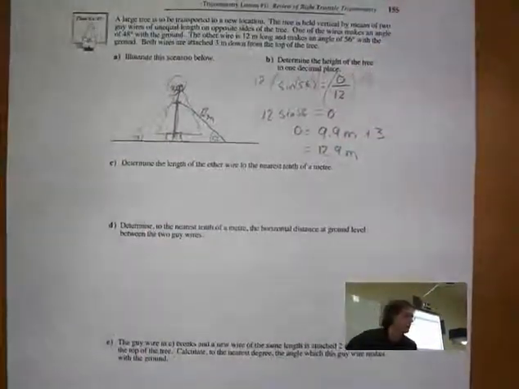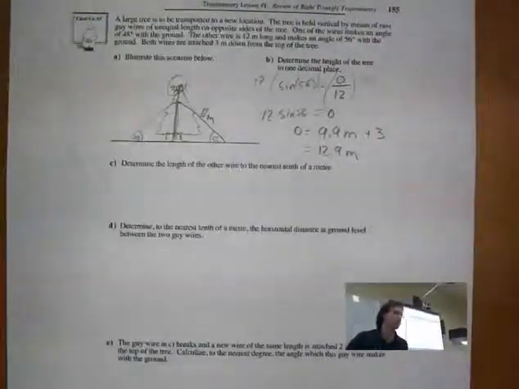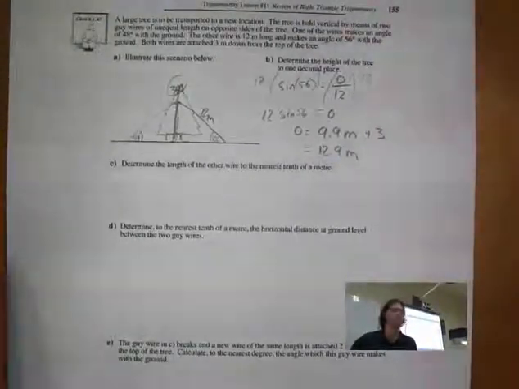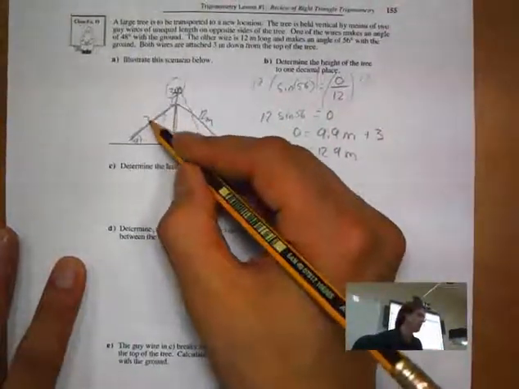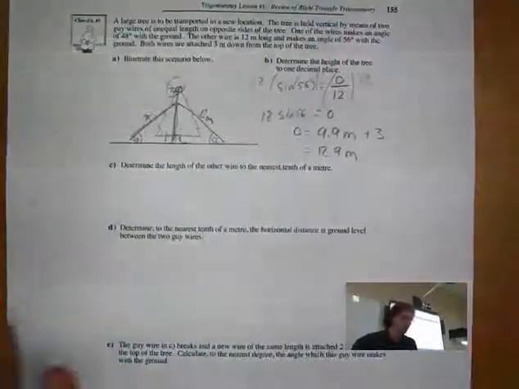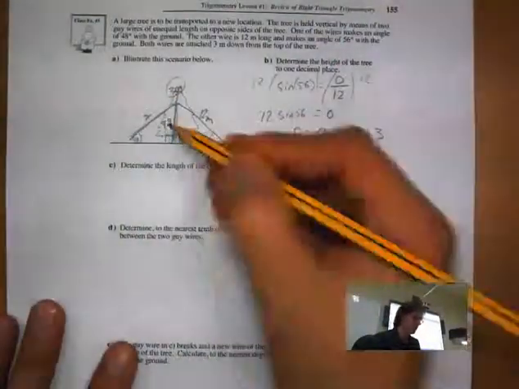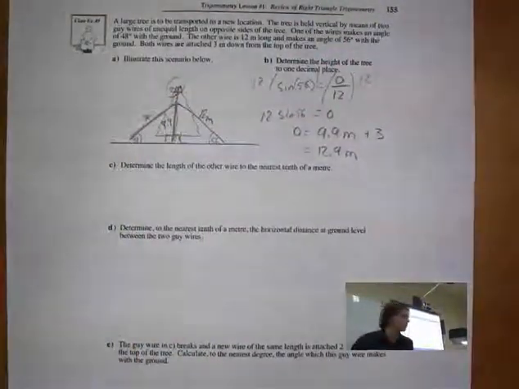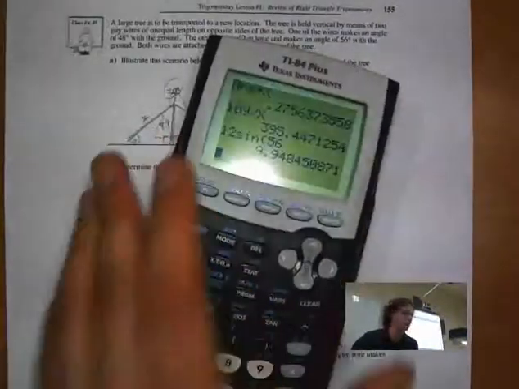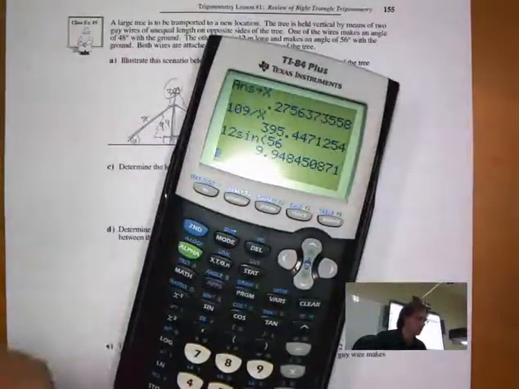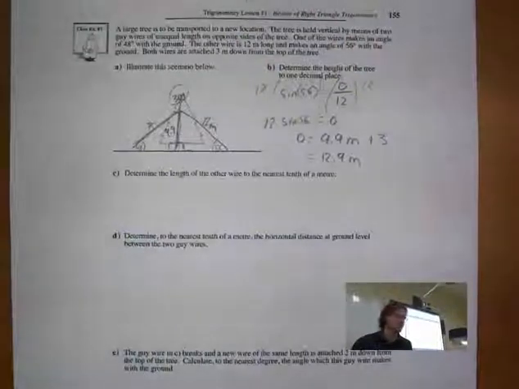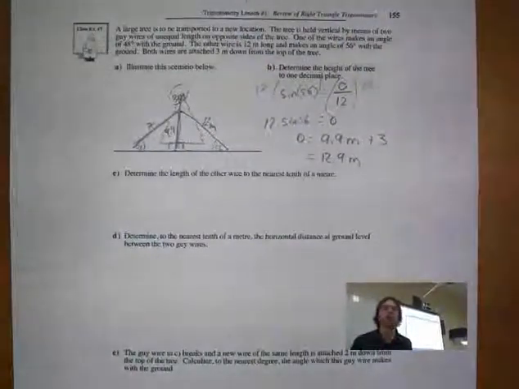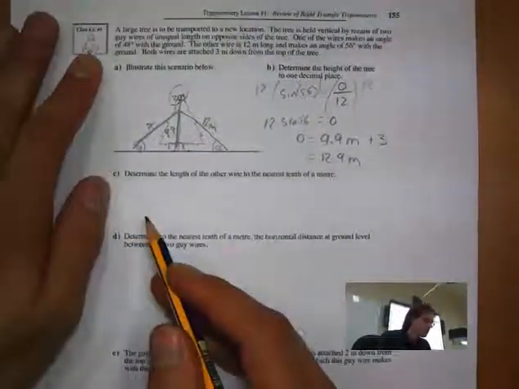So the next one says, determine the length of the other wire to the nearest tenth of a meter. So now we have to determine the length of the other wire, which is this. So this is my x. We know this height is 9.9. Let's try this out. I'm just going to store this answer as x. Enter. So then it's never rounded. I just stored it as x, so anytime I push x in my calculator, that number pops up.